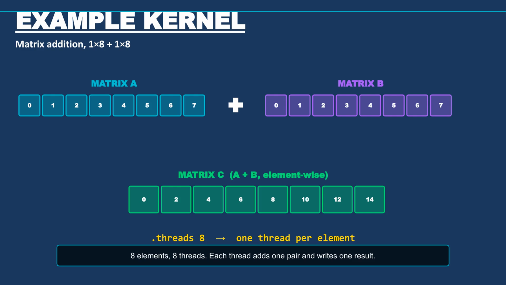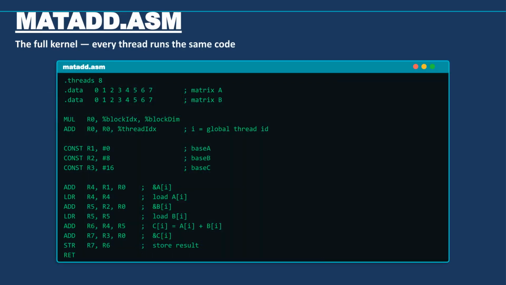In this example kernel of a simple 1x8 matrix addition, 8 threads are launched, 1 for each element. Each thread adds 1 pair of elements and writes 1 result back to memory. This shows the full matrix addition kernel code.